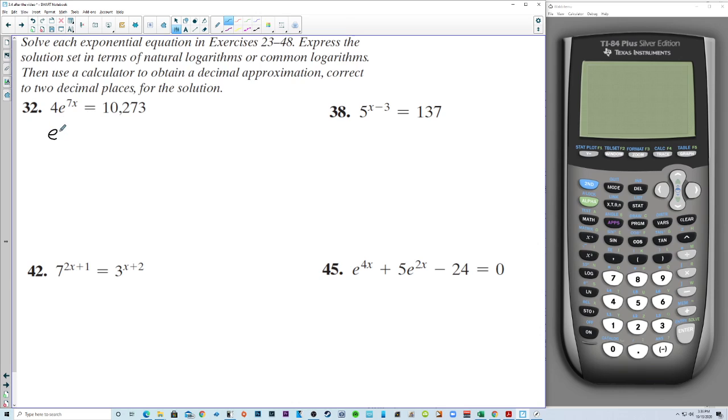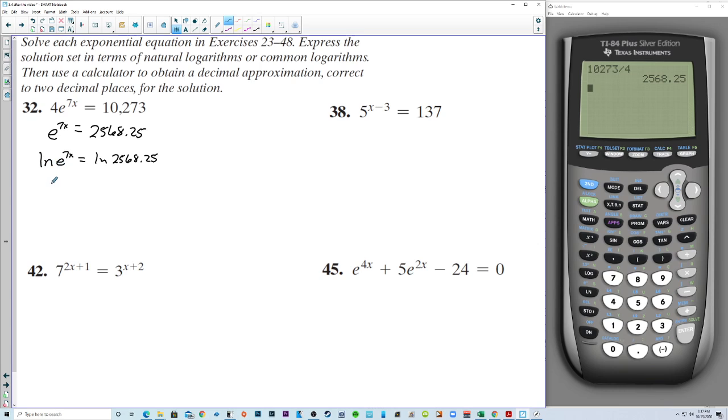So let's divide each side by 4. And I got a handy little calculator over here. 10,273 divided by 4 is 2,568.25. And now we can take either the log or natural log or whatever we want. We can take the log of both sides. I'm going to choose natural log. I almost always choose natural log, but especially when we have base e.